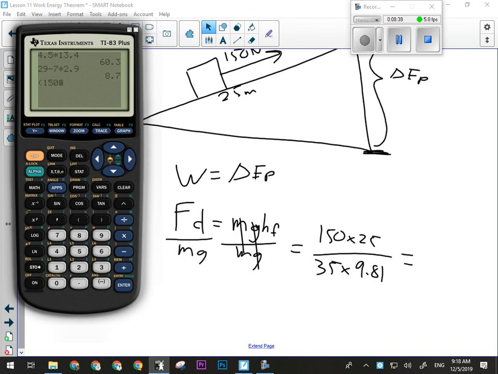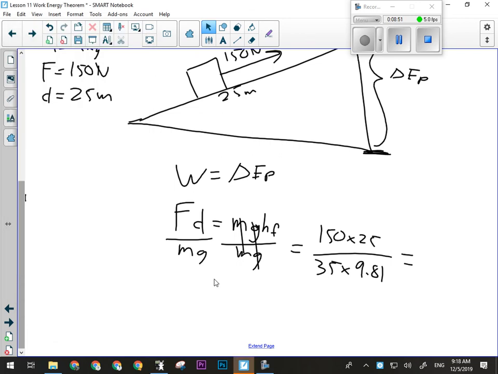All right, 150 times 25, divided by 35 times 9.81. Okay, so we got 11 meters as the height of the ramp. Everybody all right with that?